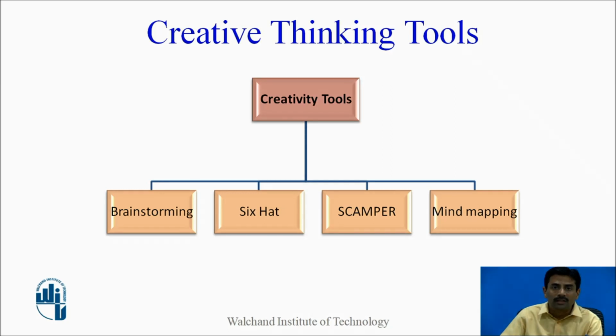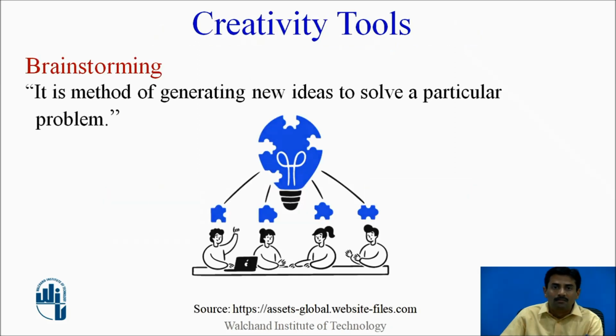Let's discuss some of the creative thinking tools. Mainly there are 4 creative thinking tools: brainstorming, zigzag technique, SCAMPER and mind mapping. Brainstorming technique is a method of generating new ideas to solve a particular problem. In the brainstorming technique, a team or group comes together. Each group member says his ideas and then the final solution is decided.